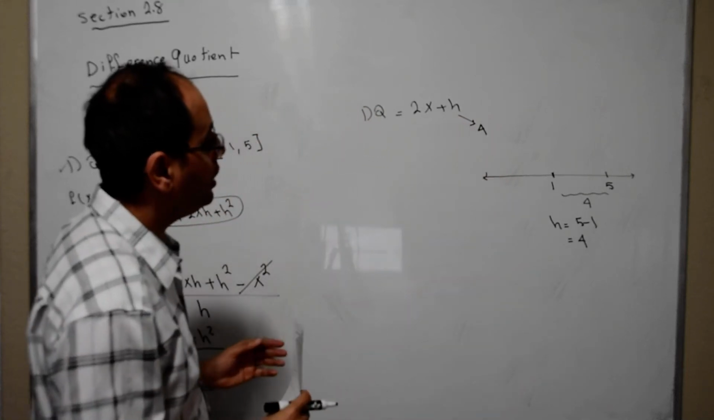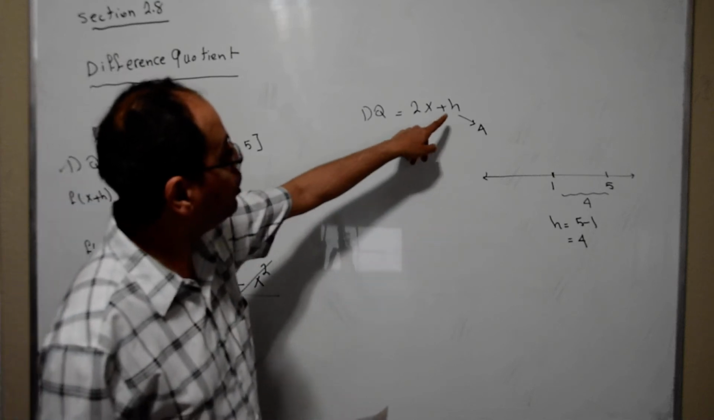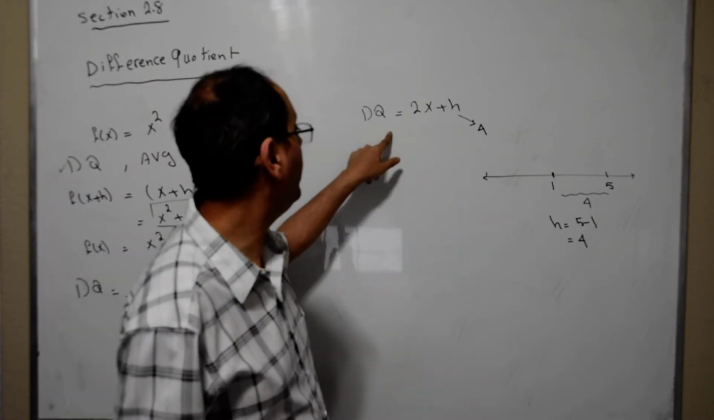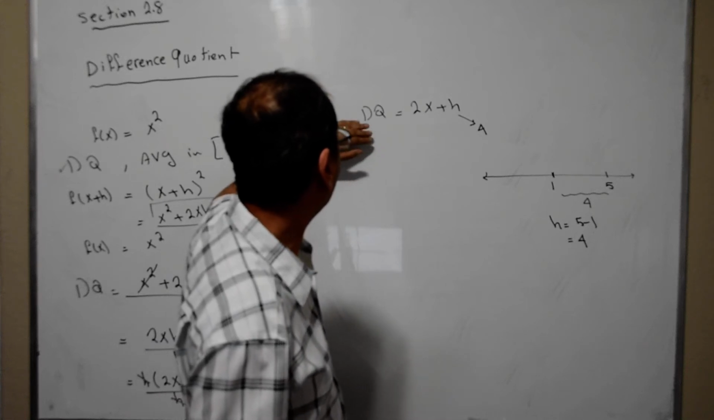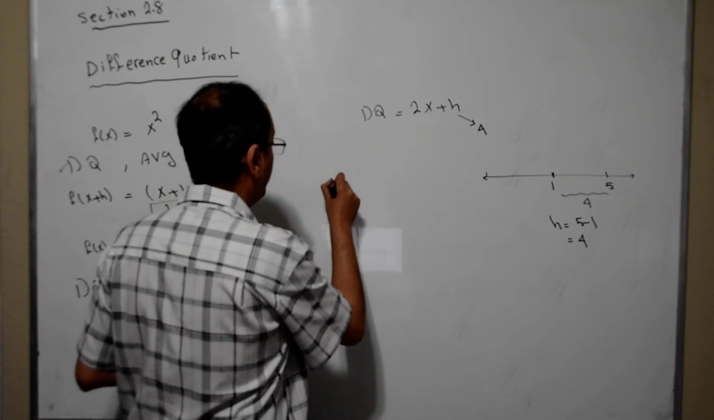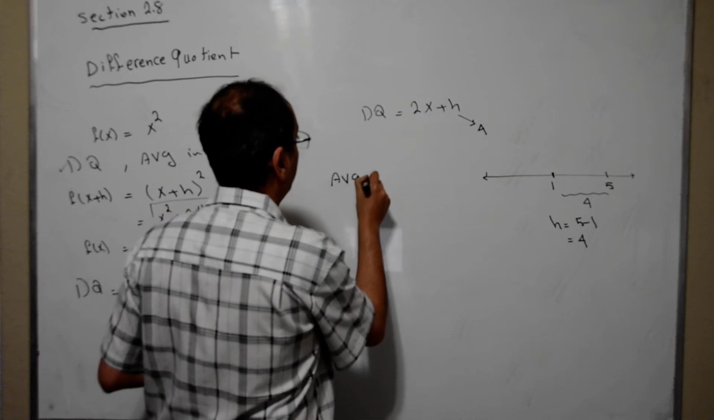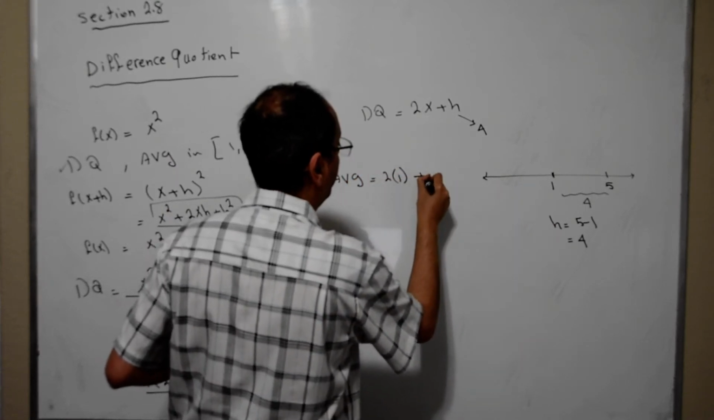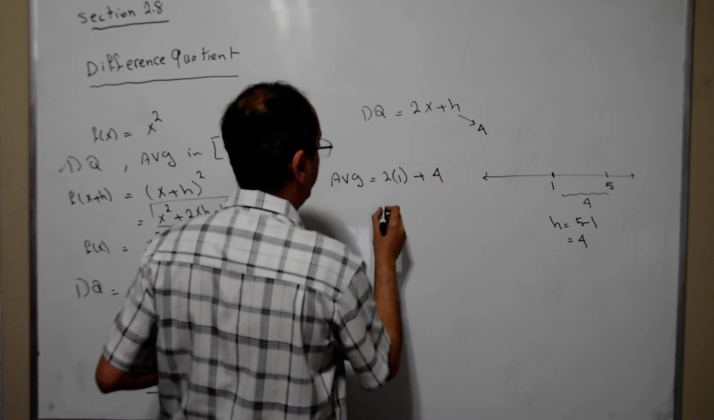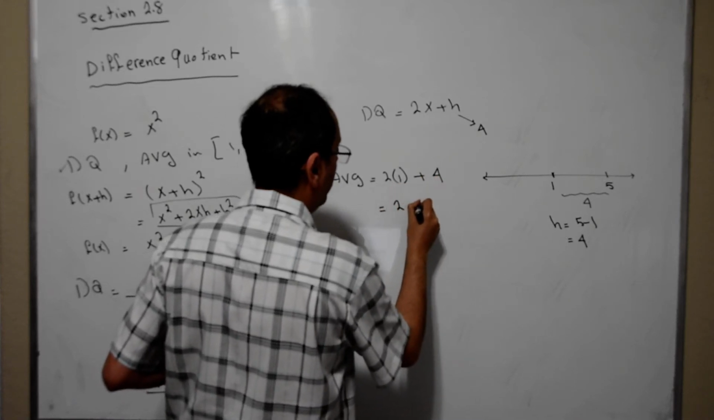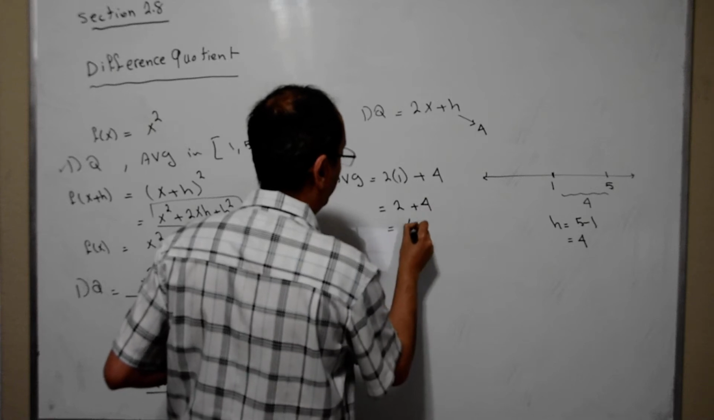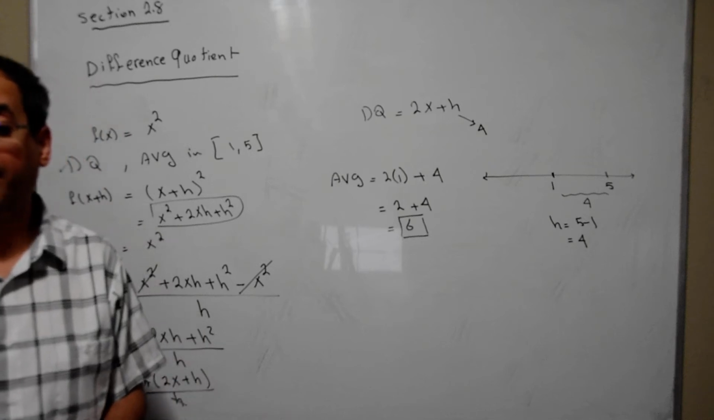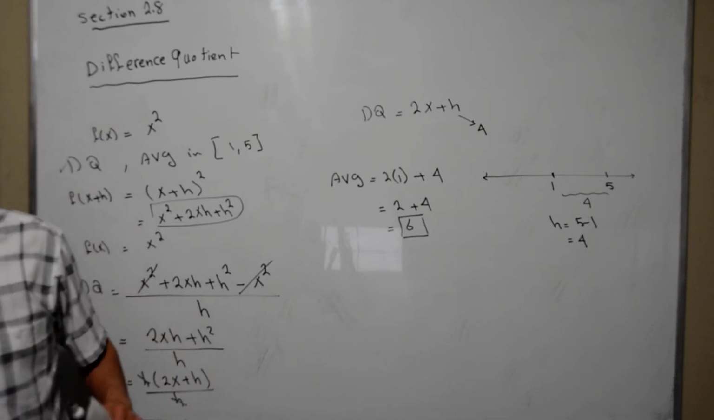So what I need here is to get h and apply 1 in this formula to get the average rate of change. So the average rate of change equals 2 times 1 plus 4. 2 times 1 is 2, plus 4 is 6. And this is the answer. Alright, let's get another example.